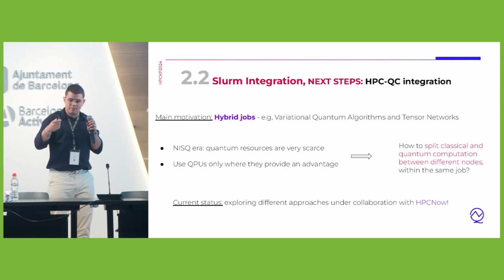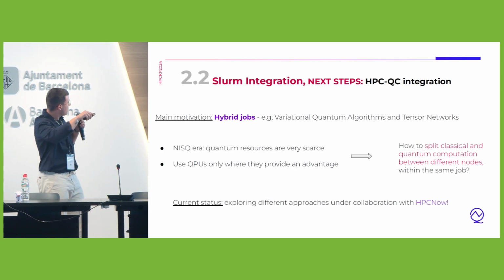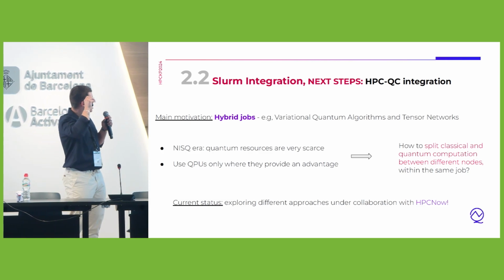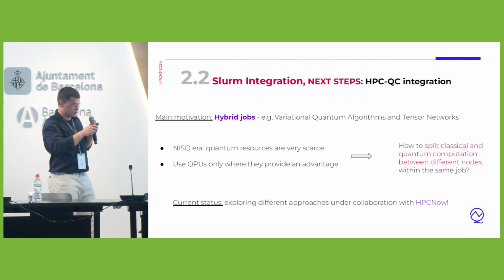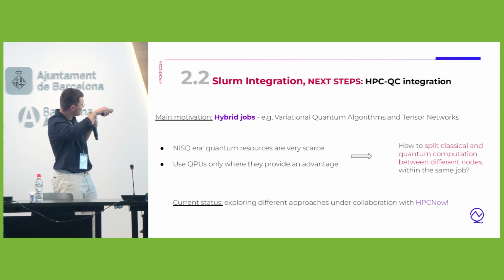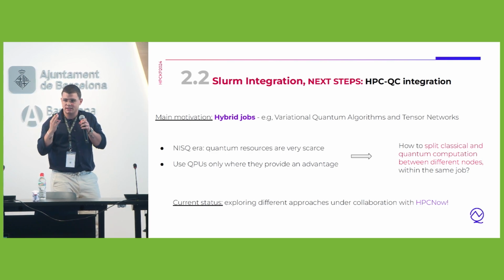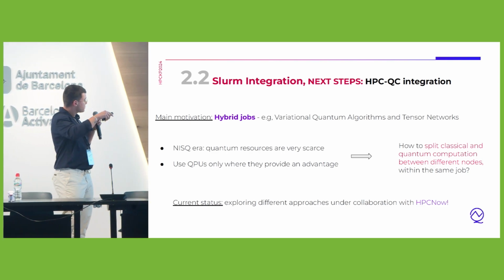So why is this our main motivation? Because as Miriam very well explained, we are in the NISQ era, which stands for Noisy Intermediate Scale Quantum Computers. This is small and with errors quantum computers. And this means that quantum resources are very scarce. And hence, we need to use quantum only when it is strictly needed, okay?